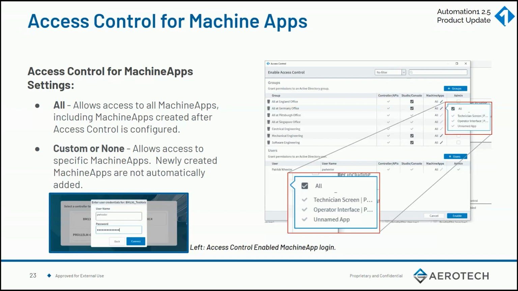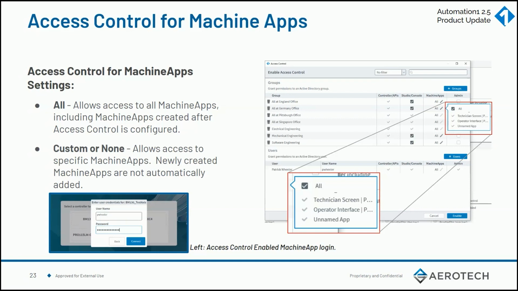Access control for machine apps has different settings that you can give a user or a group. The first one is all. It allows you access to all machine apps, including machine apps created after access control is configured. The next one is you can either customize it or just say none. This means any newly created machine apps after you give a user or group that setting will not be opted in. You'd have to go back and manually add new machine apps to that user or group, okay?